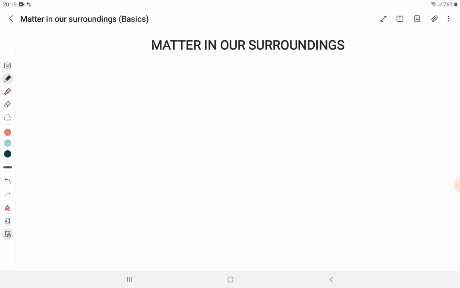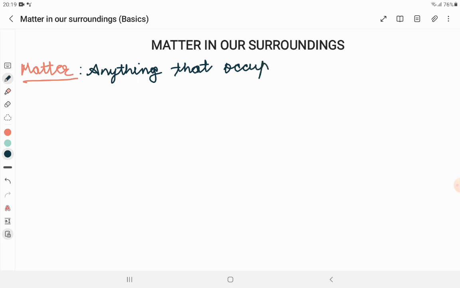So first of all, let us write the definition of what we actually mean by matter. What is matter, that we should know first of all. Matter is anything that occupies space and has mass. So we can write that matter is anything that occupies space and has mass. Now this is the basic definition of matter.